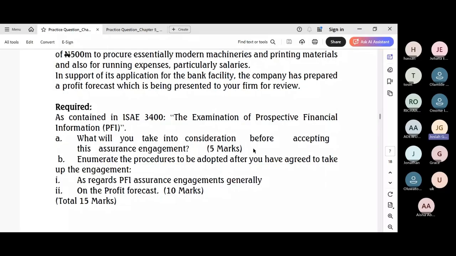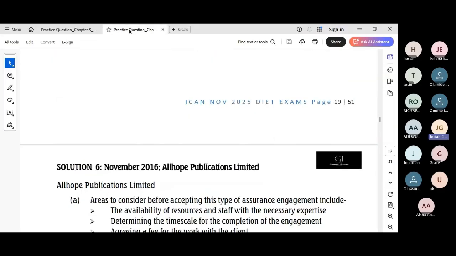So the first thing under B is as regards PFI assurance engagements generally, and 2 on the profit forecast, which is 10 marks. So we have it as a 15-mark question, even though it's around prospective financial information, but the consideration to accept and the procedures you take after agreeing to take up the engagement is where we need to focus in answering this kind of question.